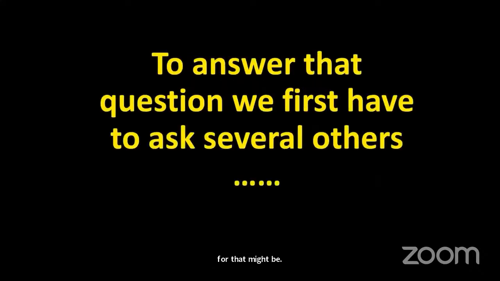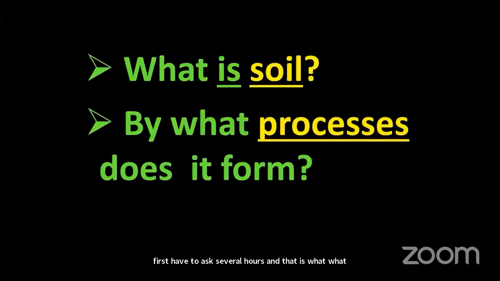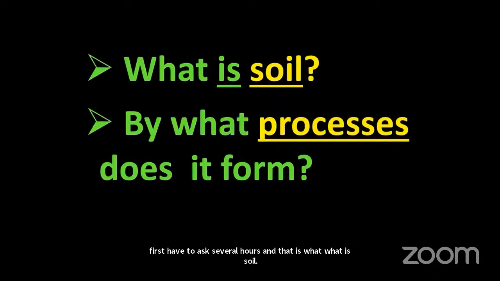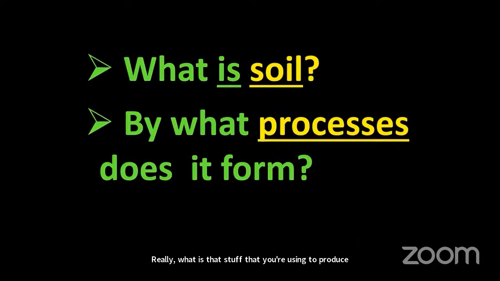But to answer that question in a short amount of time, we first have to ask several others, and that is, well, what is soil? Really, what is that stuff that you're using to produce this food, and by what processes does it form? Because when we understand what soil is and how it forms, then we can see where we've gone down the wrong track and how we may be able to reverse that, so that we can have the kind of nutrient density in our food that we would like to see.